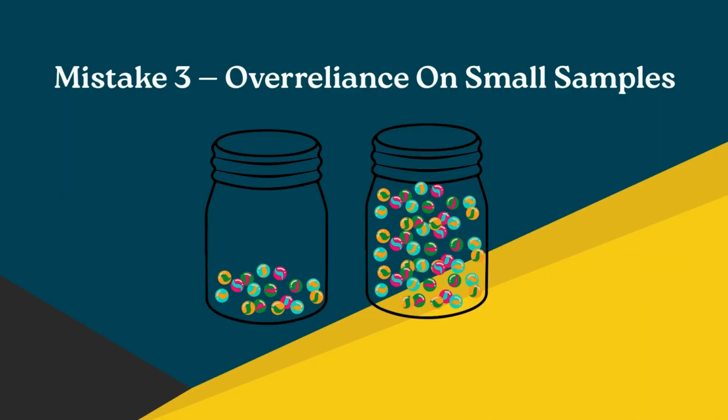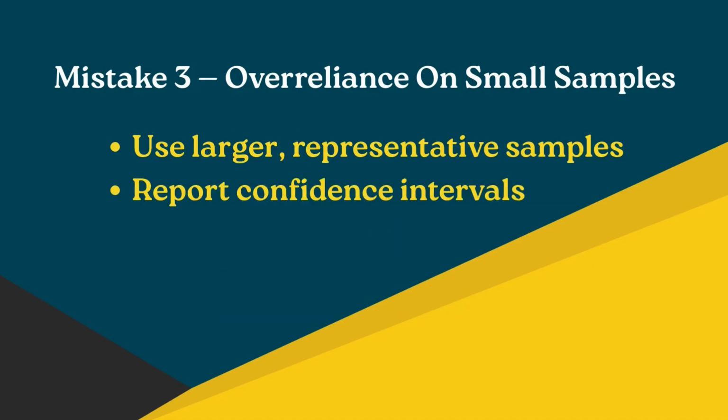Mistake 3. Over-reliance on small samples. Small data sets can give unstable or misleading results. A few extreme values can shift your mean, inflate your standard deviation, or even reverse your correlation. Best practice, whenever possible, use larger representative samples. And when you can't, report confidence intervals to show uncertainty in your estimates.